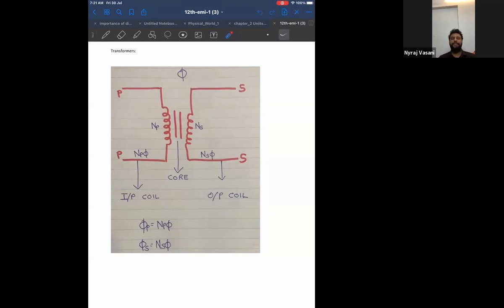Now, if it increases the input voltage, it is called a step-up transformer. And if it decreases the input voltage, it is called a step-down transformer. Okay. What is the principle of a transformer? It works on the principle of mutual induction. And transformer works only on alternating current. So do one thing, write down the side heading transformers.